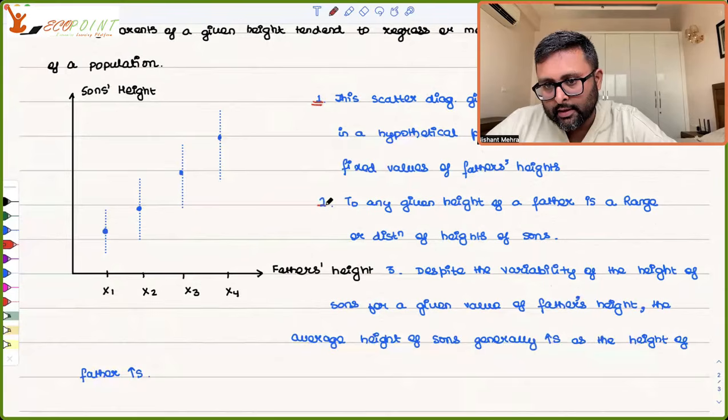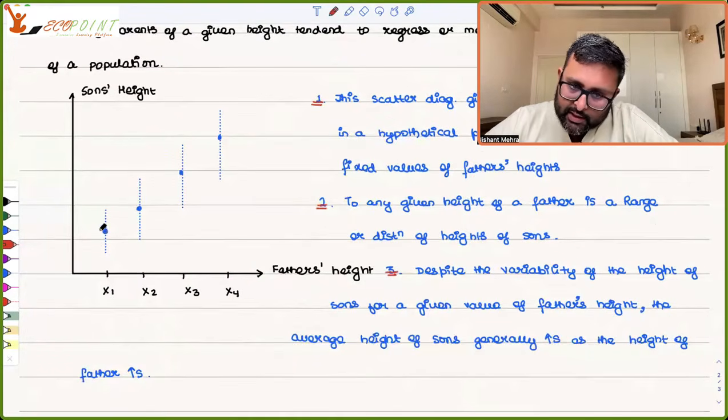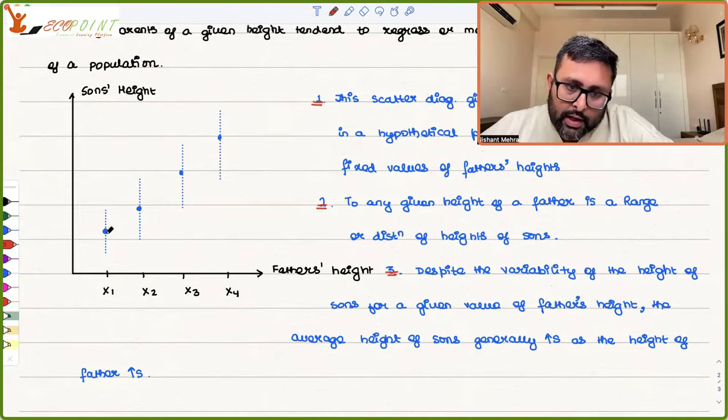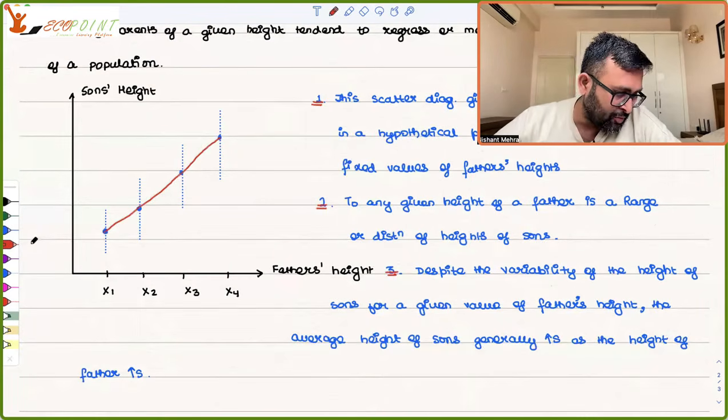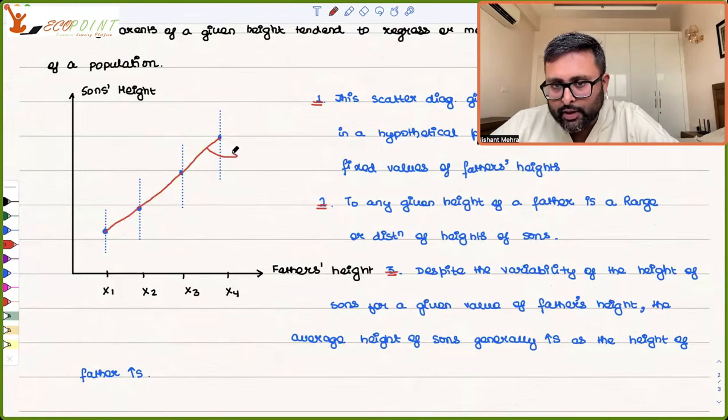So first thing is this. And I have marked these average heights with these points, right? So this is the average height of the sons for a father whose height is 5 feet. Average height of the son for a father whose height is 5.5 and so on. So you connect these average points. And by connecting these points, what you get is called the regression line.